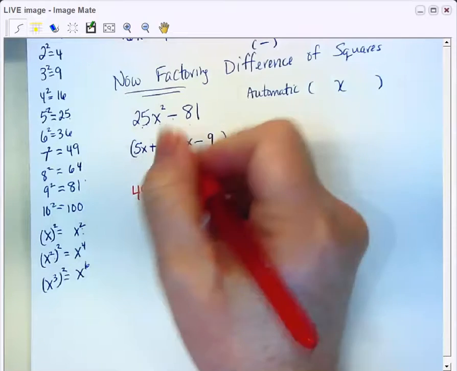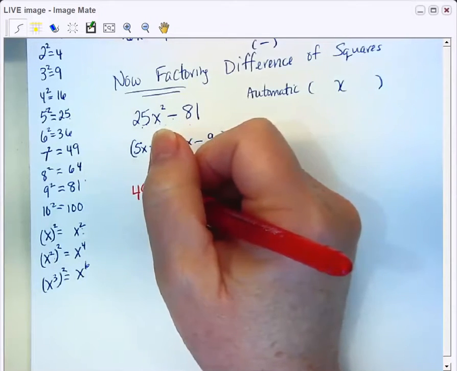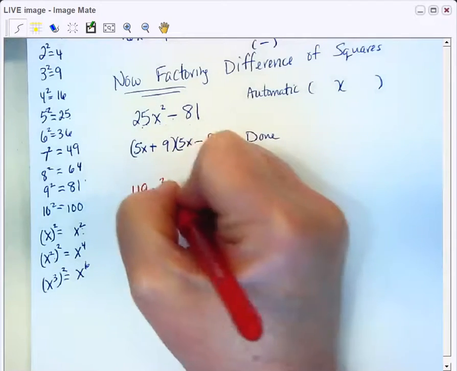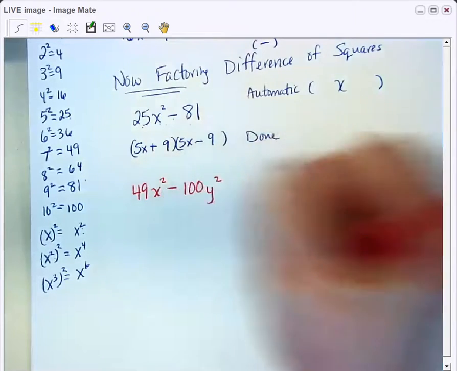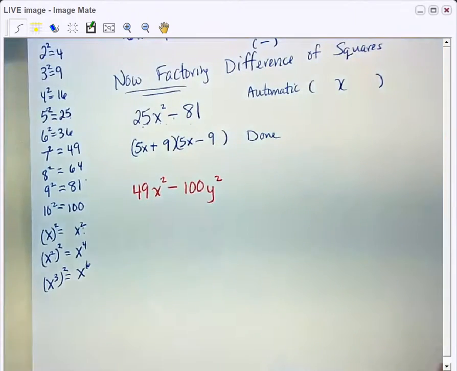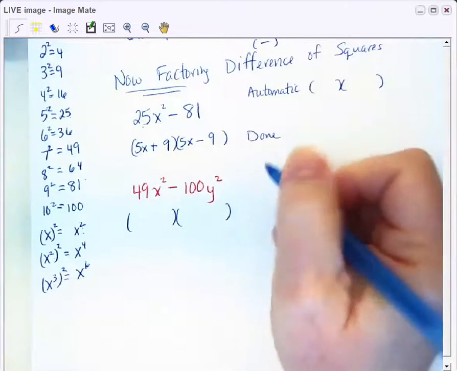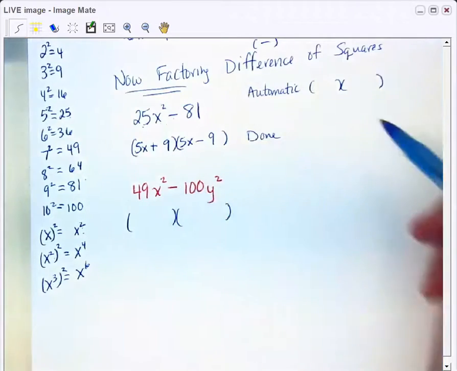49x squared minus 100y squared. We'll keep it simple. Okay, so what? Automatic double parentheses, perfect square, perfect square, and there's a minus.